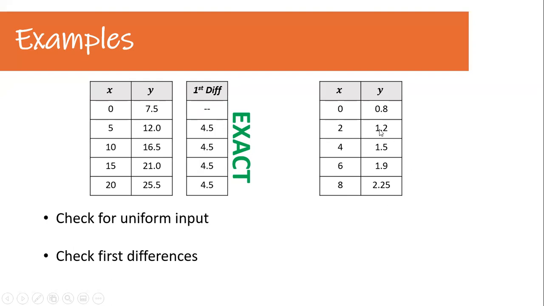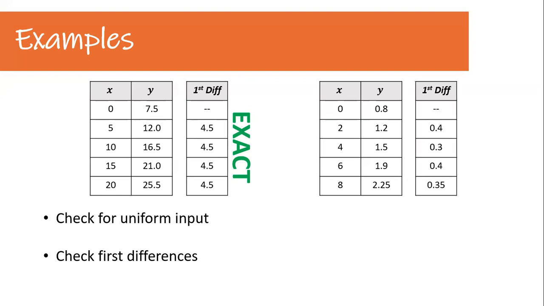Here, our first difference here is 1.2 minus 0.8. So it goes up 0.4. And then 1.2 to 1.5 is only 0.3. And 1.5 to 1.9 is again 0.4. And 1.9 to 2.25 is 0.35.